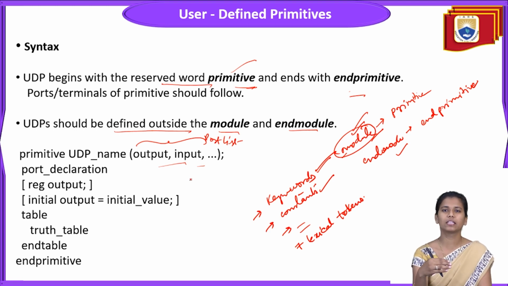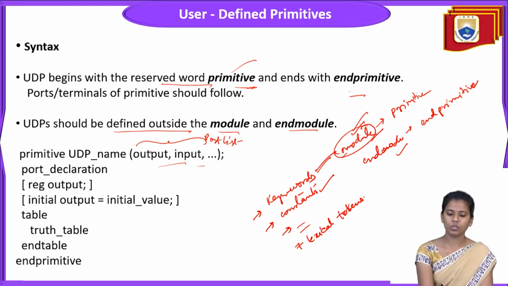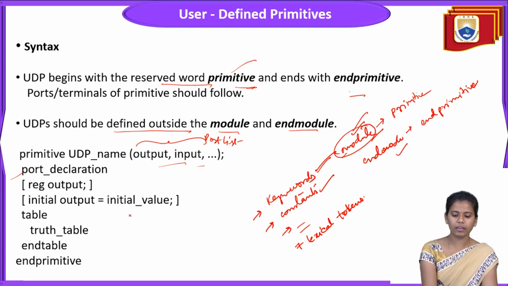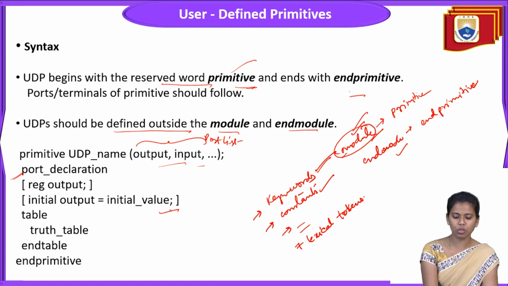When you are declaring the ports, always remember that the output port should be declared first and then comes the input port. Similarly here in this UDP, primitive UDP name, output and the input. And the port declaration, we will declare the input and output ports as well. The registered output is first declared as a registered output, and the initial output is nothing but the initial value.